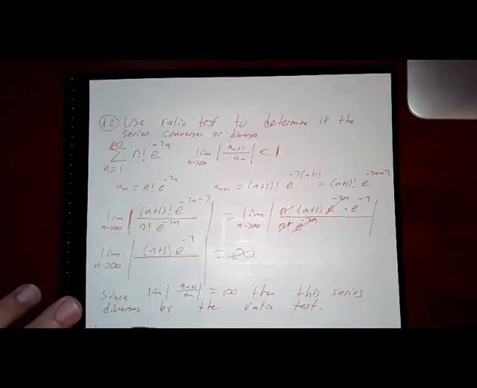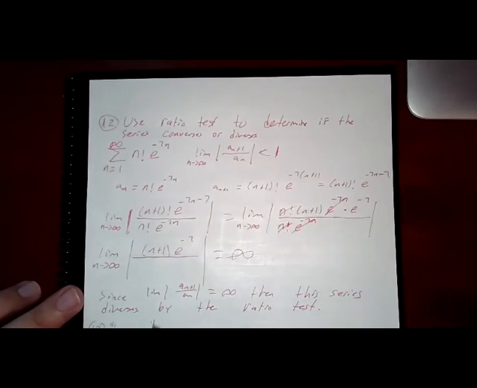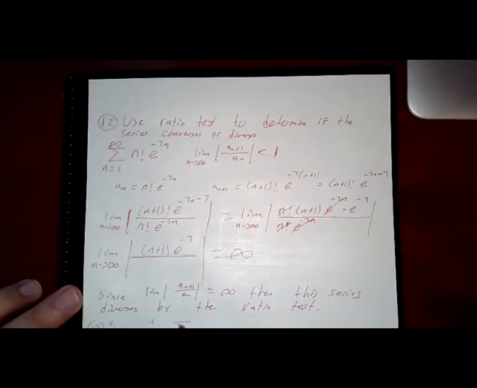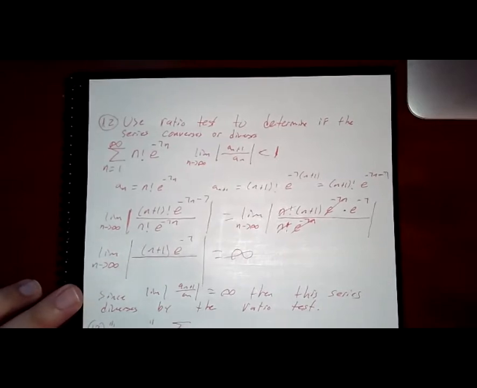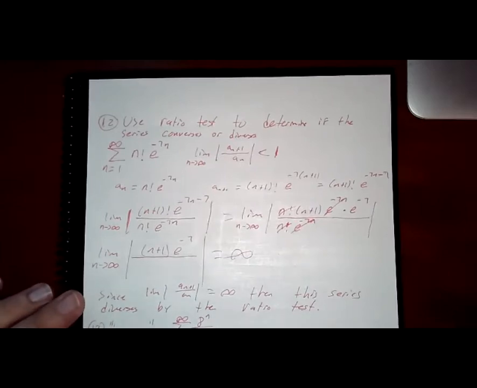13 is similar, but we'll go ahead and do it. So I was going to say use the ratio test, the same instructions. The series they give us is the sum from n equals 1 to infinity of 8 to the n over n factorial. So label a_n, the sequence. Label the a_(n+1). Raise it up, please.